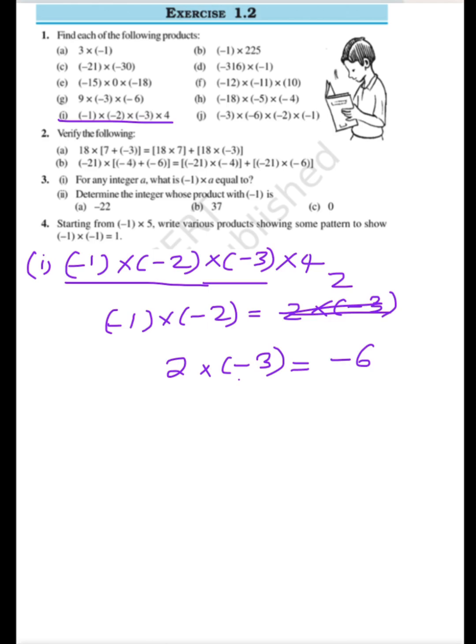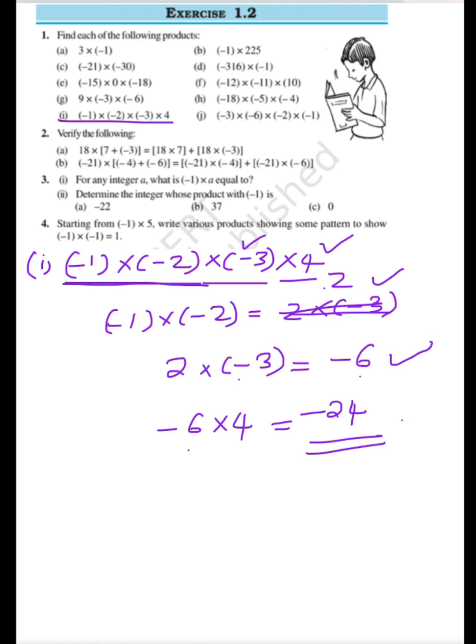Now what is the remaining into 4? Minus 6 into 4. 6 into 4 is 24, and you can put this minus sign. So the answer will be minus 24. First we multiplied minus 1 into minus 2 and got 2. Then 2 into minus 3 and got minus 6. Then minus 6 into 4 and got minus 24. So our final answer will be minus 24.